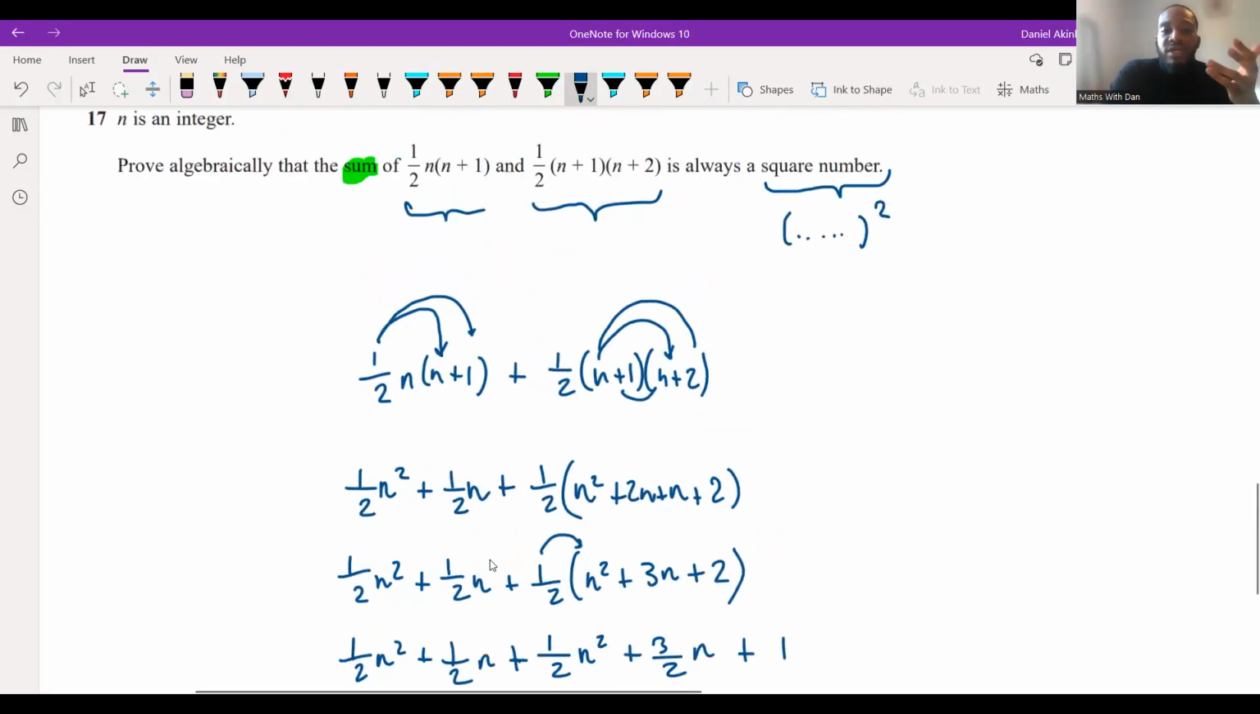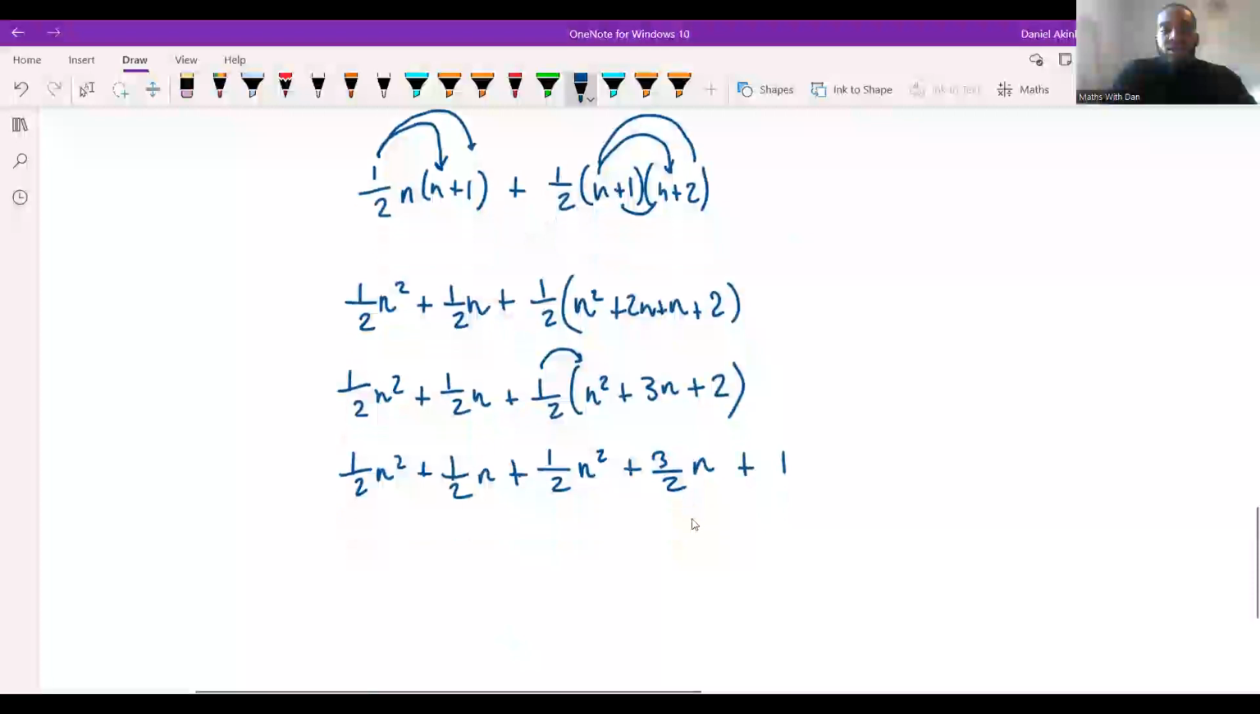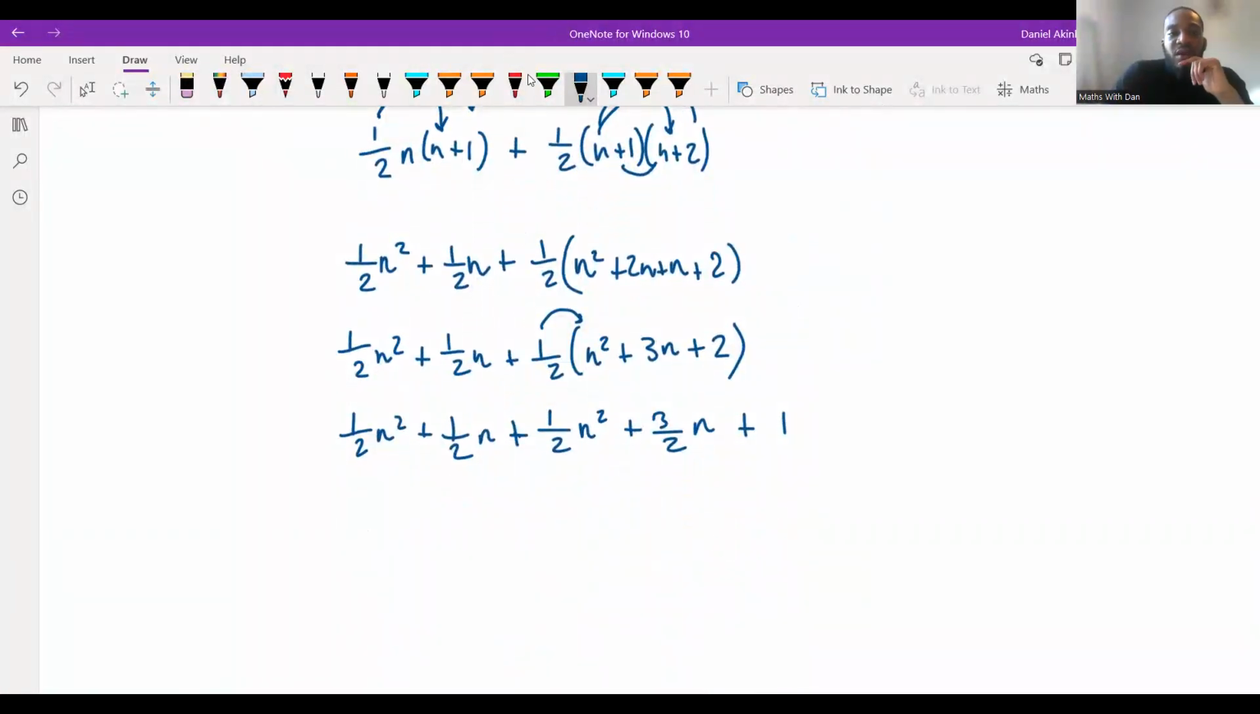Now, remember what our aim is. We need to get a square number. So we know that we need something squared, something algebraic with a square in it. Yeah? So tidying this up now, we look at the n squared terms. I've got a half n squared here. I've got another half n squared here, right? What I'm going to do is I'm going to add these together, right? Now, can somebody tell me in the chat, when I do a half n squared plus another half n squared, what does that give me? Can somebody tell me in the chat?